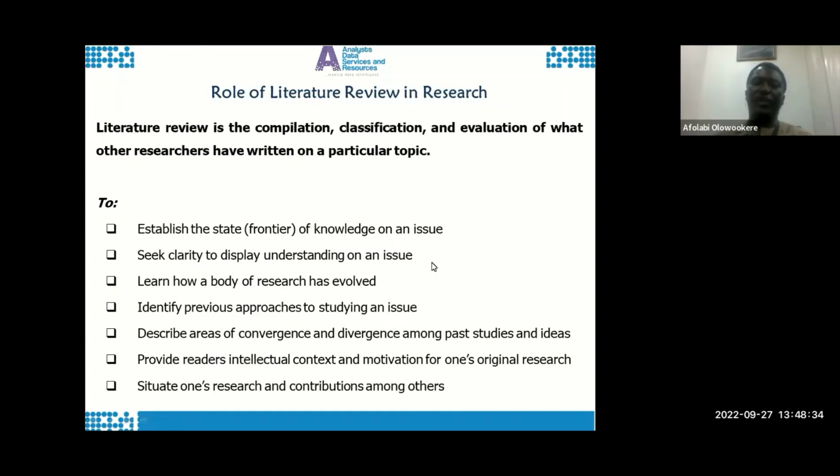Some you may have to do a lot of literature, combing every literature that is available in that area. For some, you may just have to have leading literature here and there, but you must look at what others have done. You may want to establish the frontier of knowledge, often for academics. You may want to seek clarity to display understanding of an issue. Sometimes if you don't read, you think all ideas are your ideas. You need to learn how a body of research has evolved in some cases. You may want to identify previous approaches to studying an issue.